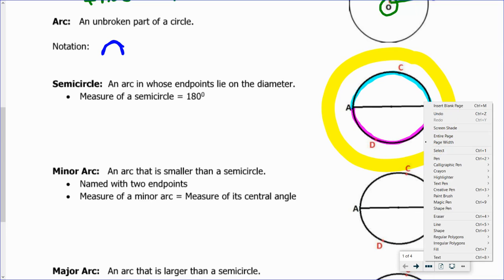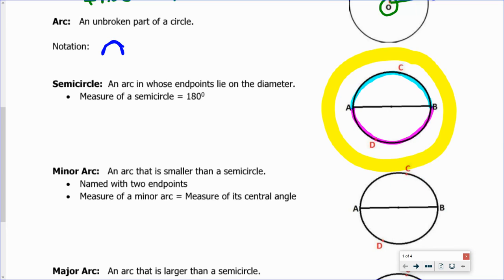All right, now the reason that we can tell this is a semicircle is, again, first off, by definition, the endpoints of the arcs are on the diameter of a circle. And also the central angle that forms that semicircle is 180 degrees. Okay, so if the central angle is 180 degrees, the corresponding arc is going to be a semicircle.